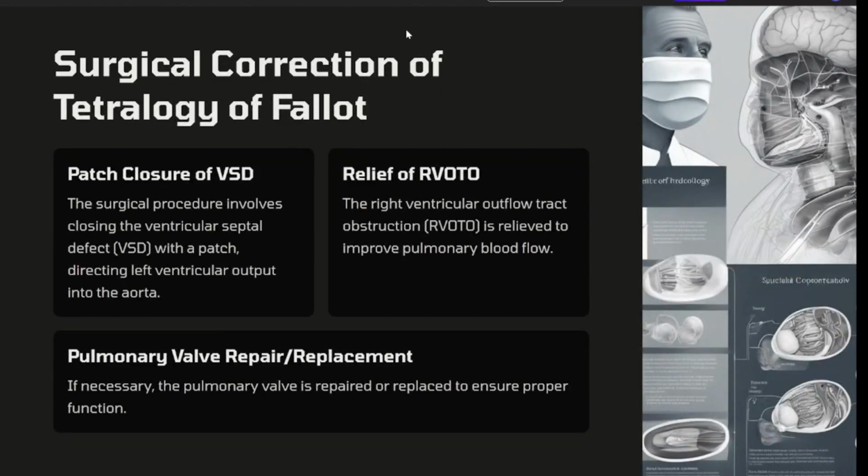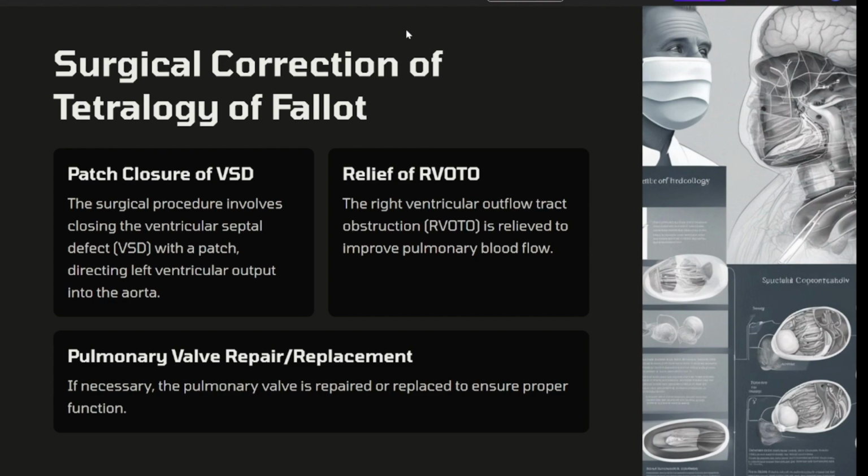Question 4: What is the definitive treatment for Tetralogy of Fallot? Answer: The definitive treatment for TOF is surgical correction, typically performed in infancy. The surgery involves patch closure of the VSD to direct left ventricular output into the aorta, relief of the right ventricular outflow tract obstruction, RVOTO, to improve pulmonary blood flow, and repair or replacement of the pulmonary valve if necessary.